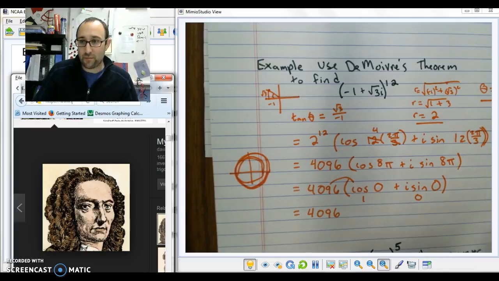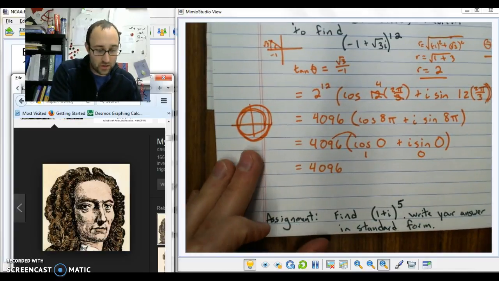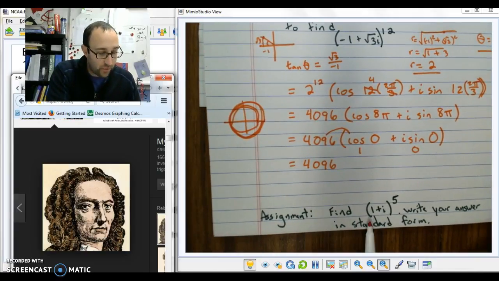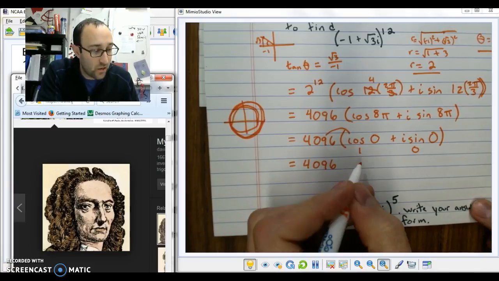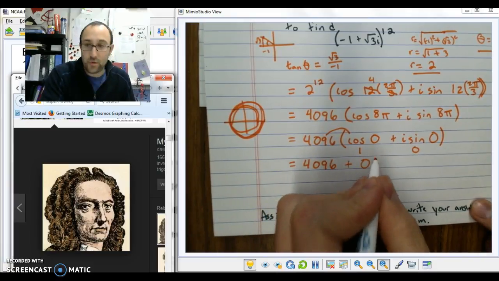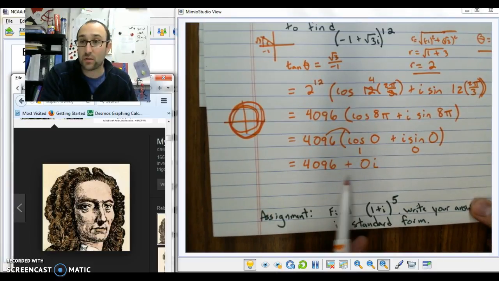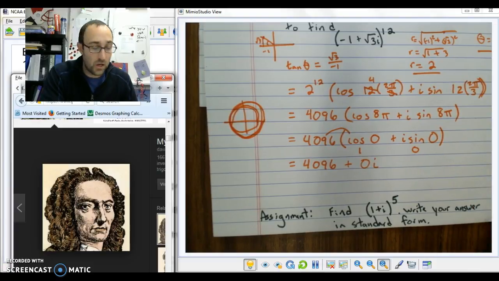Okay? So your assignment here is to find 1 plus i to the 5th, and I would like you to write your answer in standard form. Your answer in standard form is exactly what I did here; plus 0i would be another way of writing this in standard form. All right? So, there you go, and good luck.